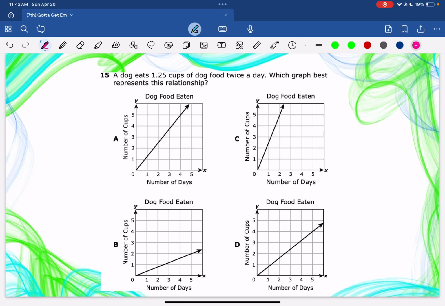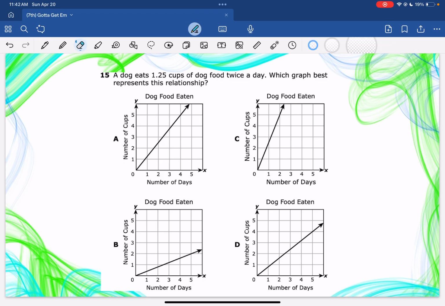Hey, welcome back, guys. In this video, we're going to identify the constant rate of change in a graph from a real world situation. It says a dog eats 1.25 cups of dog food twice a day. Which graph best represents this relationship?